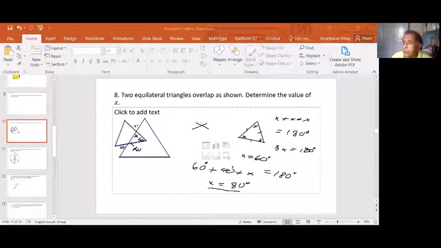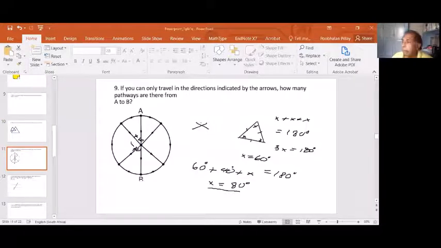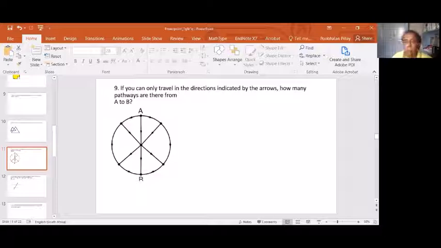So let's go on to the next problem, which is problem number 9. Let's read this problem here. If you can only travel in the directions indicated by the arrows, how many pathways are there from A to B? So you've got A and you've got B here, and the arrows are not very clear.